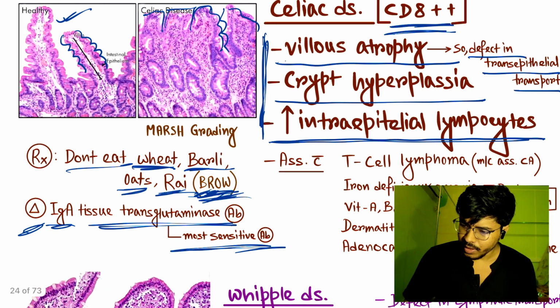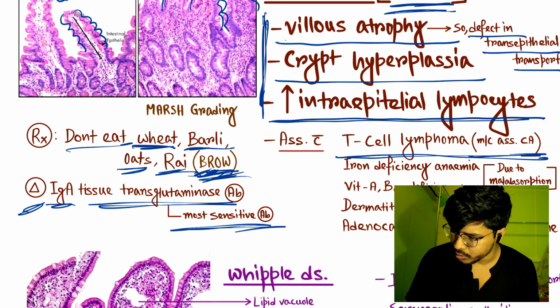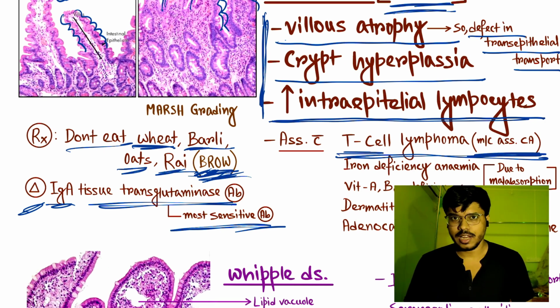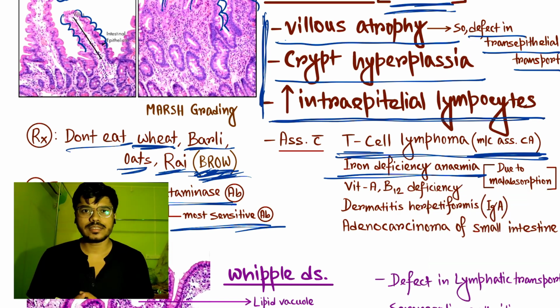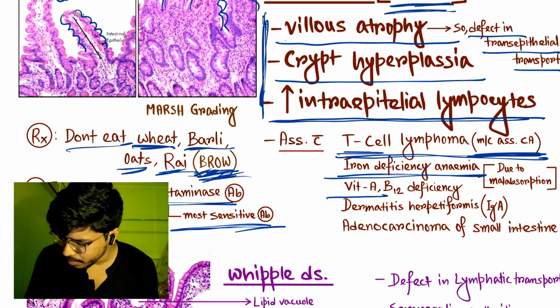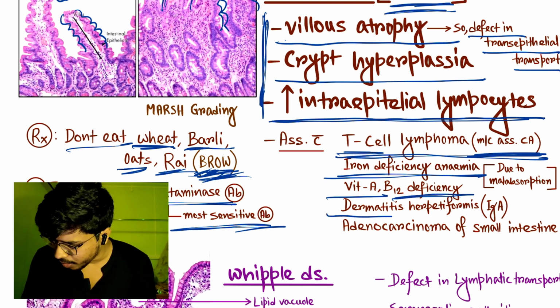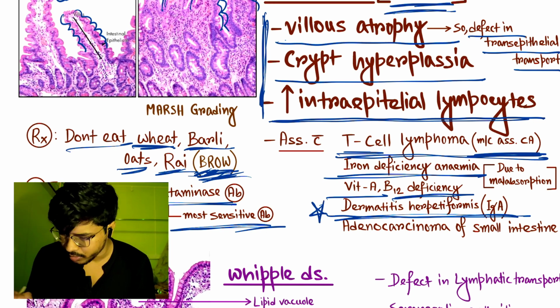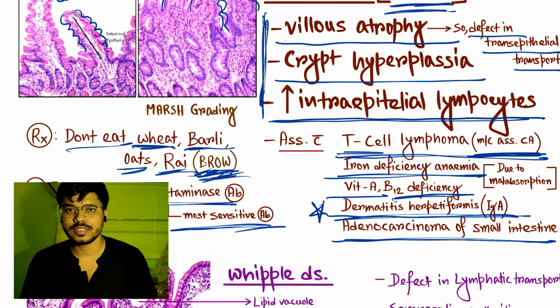Okay, and celiac disease is associated with T-cell lymphoma, the most associated carcinoma with celiac disease, and it is associated with iron deficiency anemia. As it is a malabsorption syndrome, there is iron deficiency anemia, vitamin A and B12 deficiency, and celiac disease is associated with dermatitis herpetiformis. This is very important. Celiac disease may also be associated with adenocarcinoma of the small intestine.